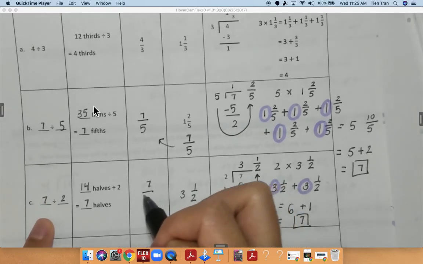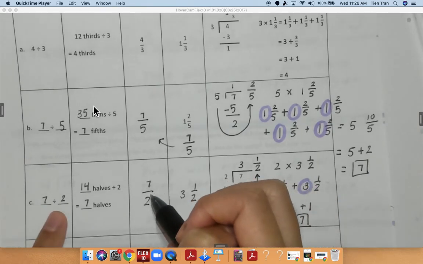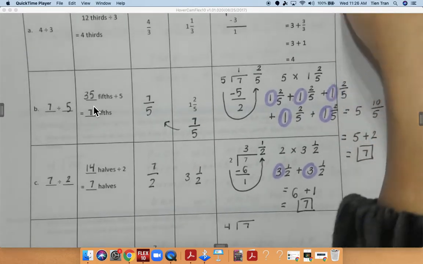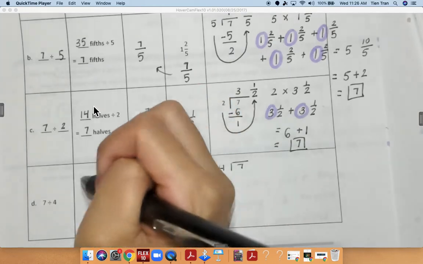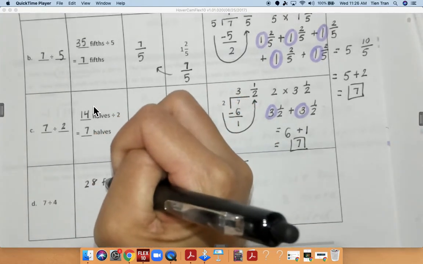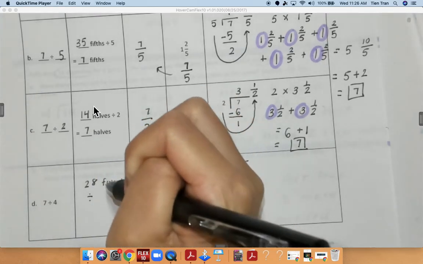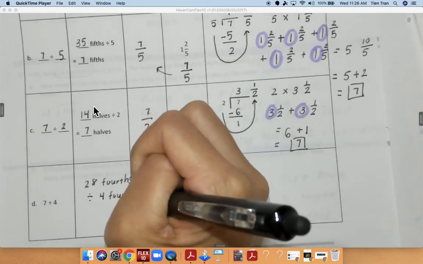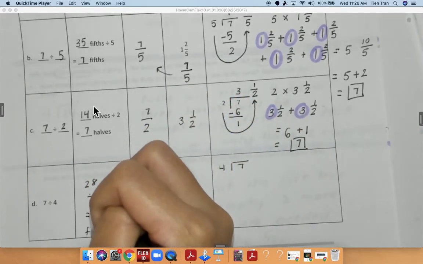Remember that this bar is a fraction bar. It's considered a division bar. So 7 divided by 2 are the same. Now, moving on to letter D. We have 7 divided by 4. We could do it like this. We have 28 fourths divided by 4 fourths is equal to 7 fourths.